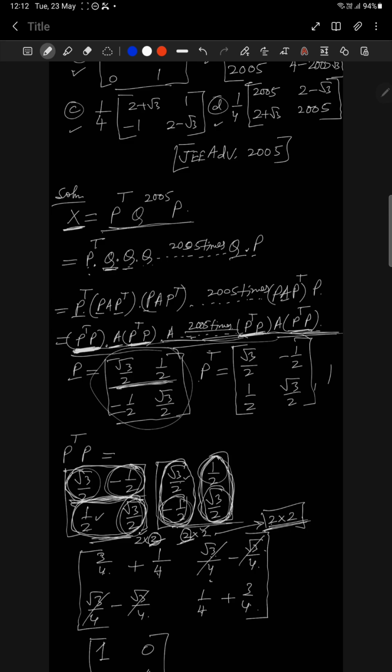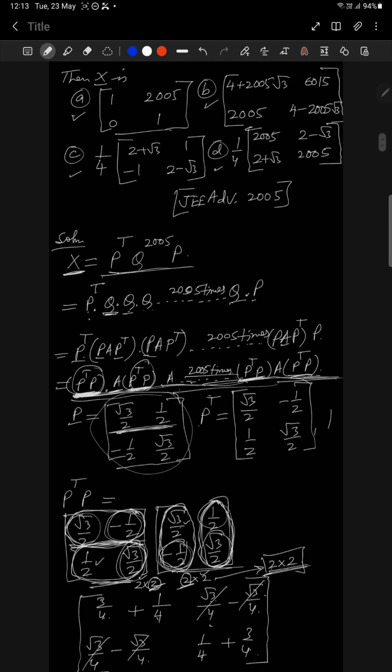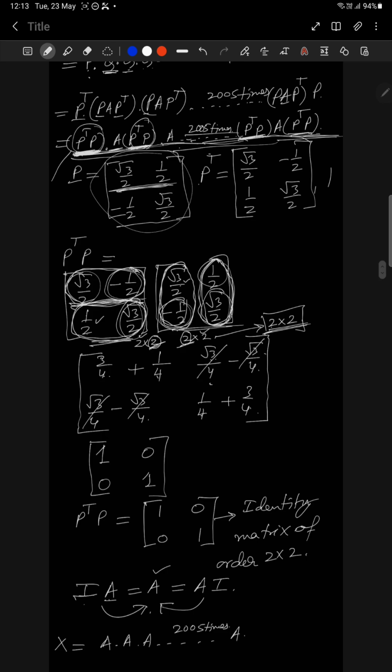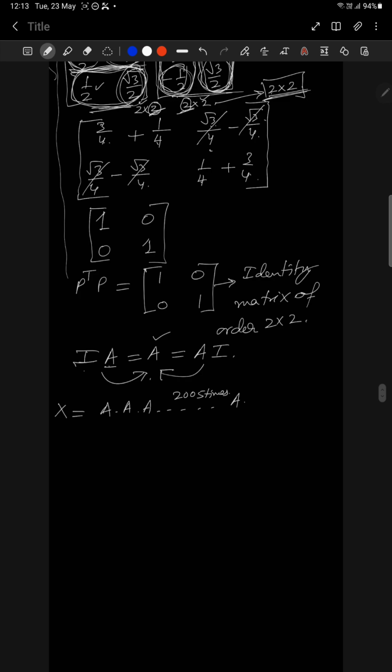And out of this one, this has come as I, this has come as I, and so on, and ultimately we are getting this whole quantity as equal to a multiplied by a multiplied by a, how many times? 2005 times. So let us now find it. Actually you have to multiply this a 2005 times and try to recognize the pattern in this.